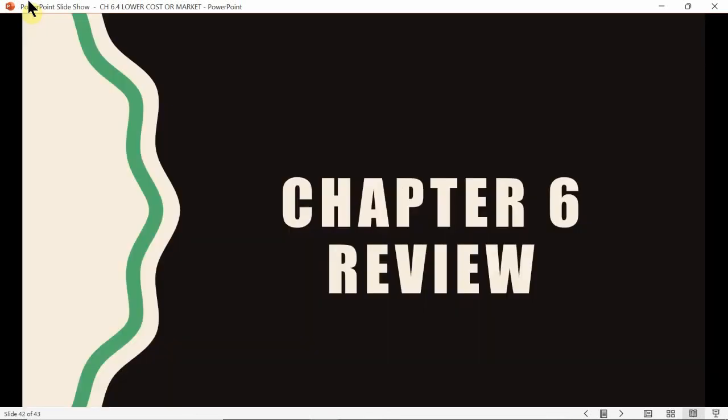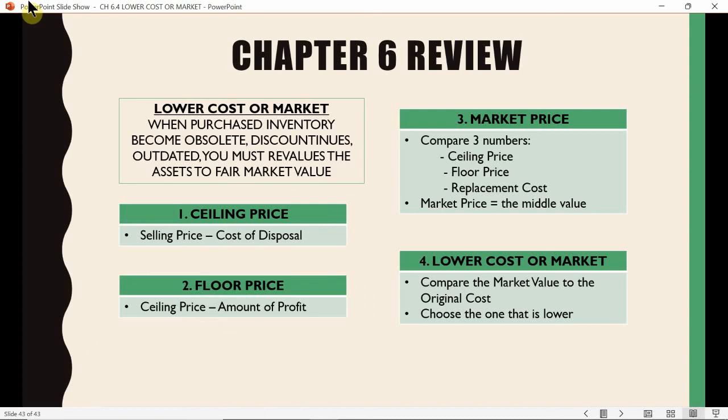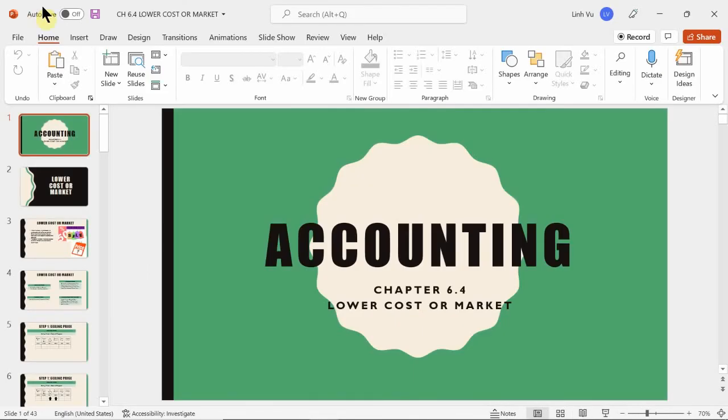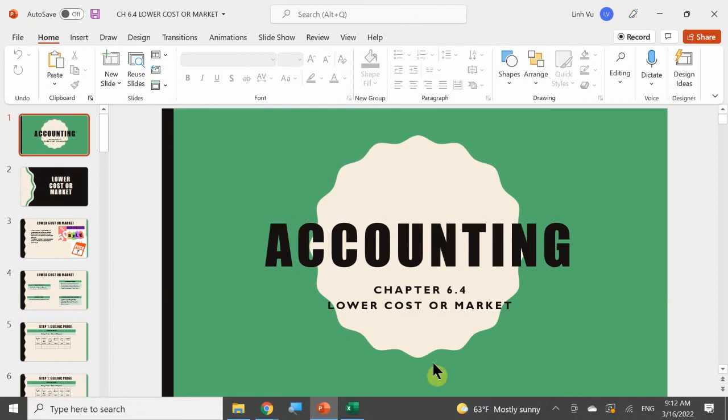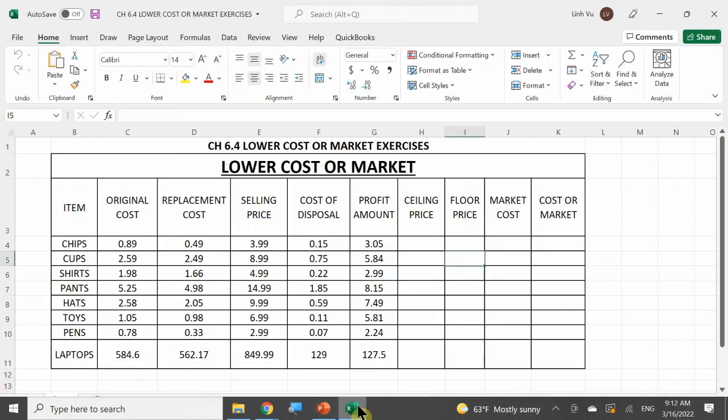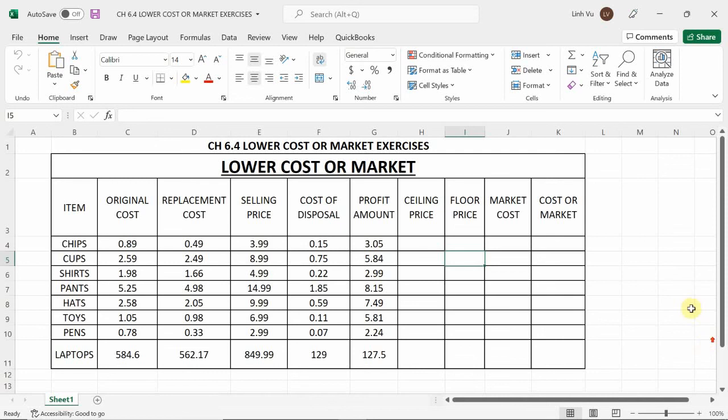Okay, so chapter review. Things that I taught you in this class that I want you to take away are calculating the lower of cost or market, the 4 steps to calculate the lower of cost or market. So, any questions? No. So let's go ahead and do the example here.